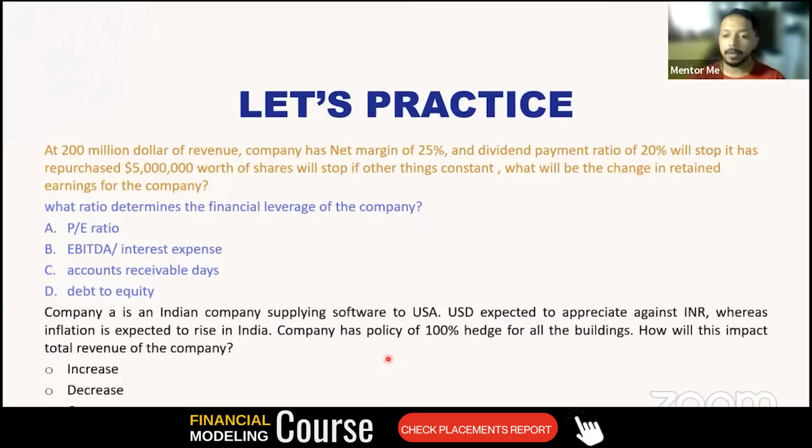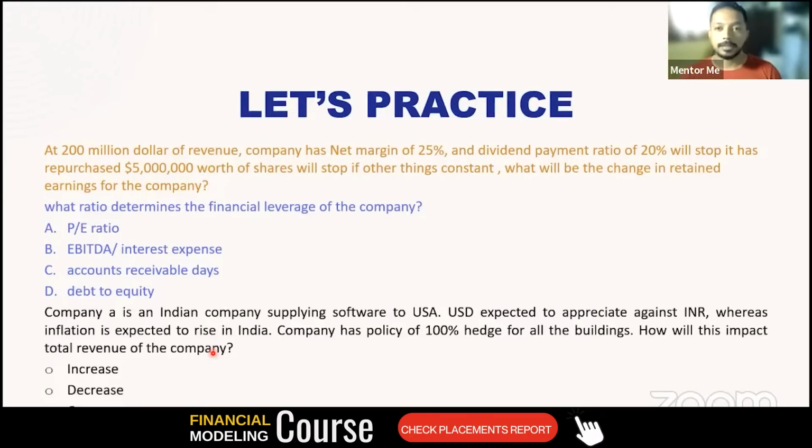Now in that scenario, the company has a policy of 100% hedge for all of its billings. So how does this affect the total revenue of the company? Will it increase, decrease, or remain constant? You might want to try that out, and if you have answers, you can post them in your chat box.